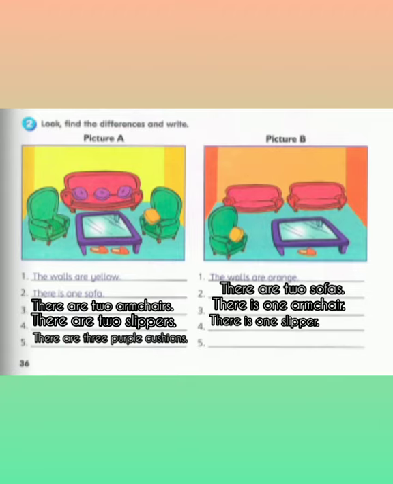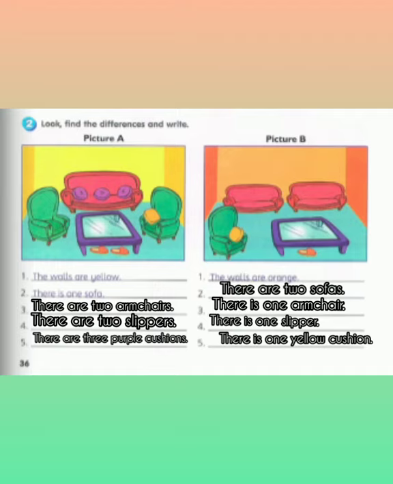Okay, now look at picture B. Is there any purple cushion there? Purple cushion tak ada di situ. Tapi kita ada cushion berwarna apa? Yes, we have a yellow cushion. So, what you should write? There is 1 yellow cushion.